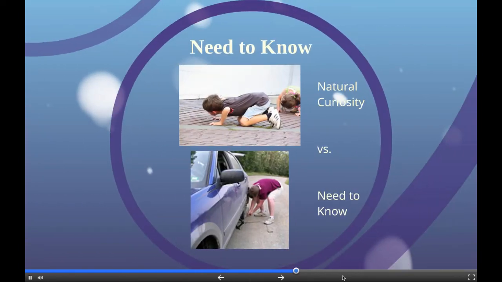Need to know. Adults learn what they need to know. They learn things they need to be able to do or need to know in order to meet different needs of their lives. In contrast, children's learning is often motivated by their natural curiosity of the world and skills they will need in the future.